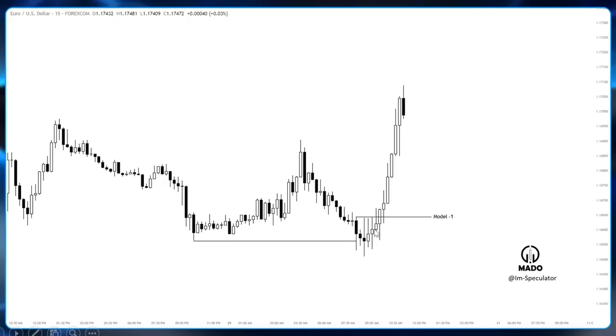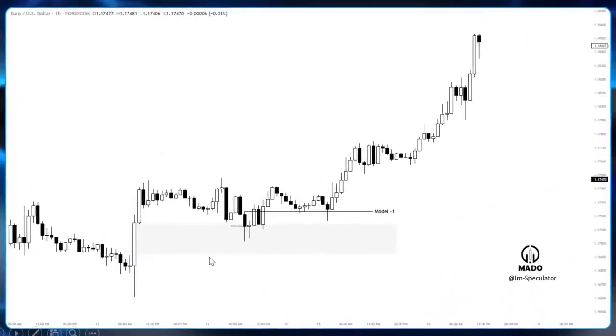So the sequence is simple. Price purged the low, then it closed above this specific candle, came back to retest that candle, and from there it expanded higher to these highs. Now, in this example, the one I'm showing you here, it's a bit different from the previous one. Earlier, we only talked about a Model 1 that purged liquidity, but in this example, you can see something even better. The candle is doing both jobs at the same time.